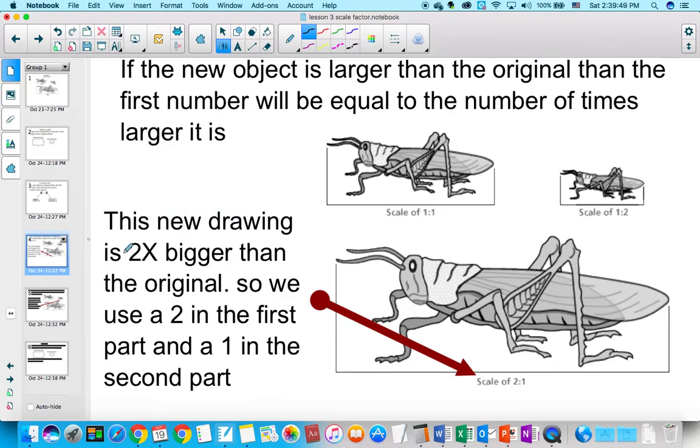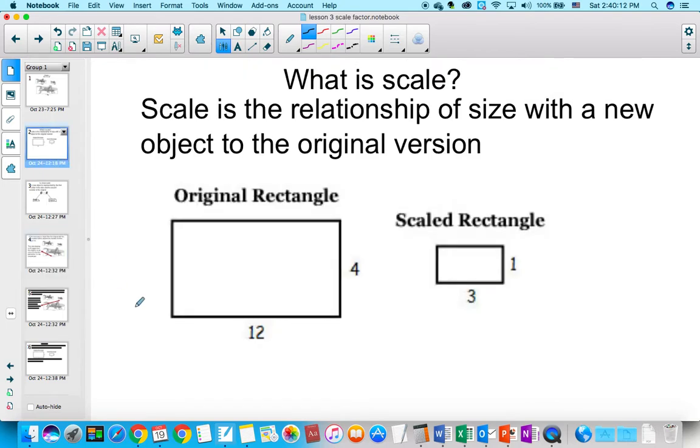So this drawing is 2 times bigger than the original, so we use a 2 to represent the first part, the first number of our ratio, and a 1 in the second part, because we're saying that the grasshopper drawing, or this picture of the grasshopper, is 2 times bigger than the actual grasshopper itself, right? So if you go back to this one, 12 to 4, 3 to 1, right?